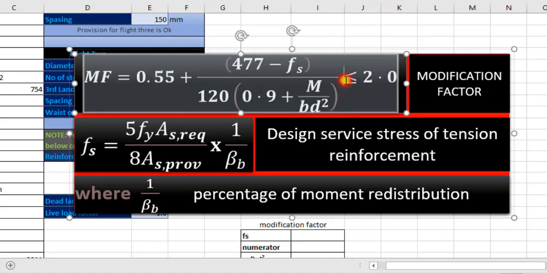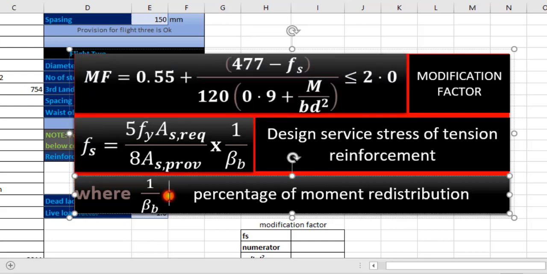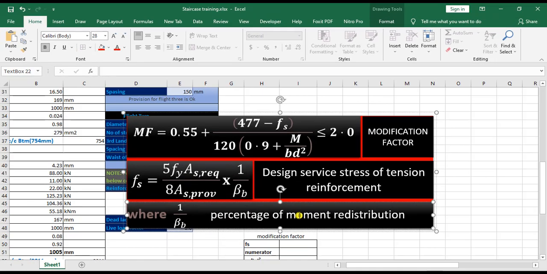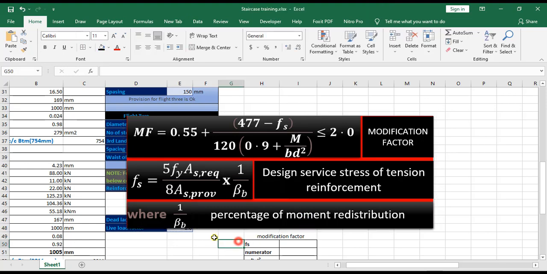Then I'm going to show us how we compare effectively. If it is less than or equal to 2, we take that value, but if it is more than 2, we take 2. Modification, this one over lambda b is the percentage of moment redistributed. In code, we use 1, it is normally reduced to unity. So that is what we are going to use in this code.